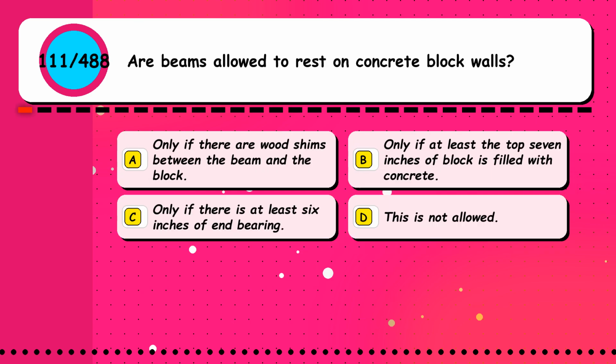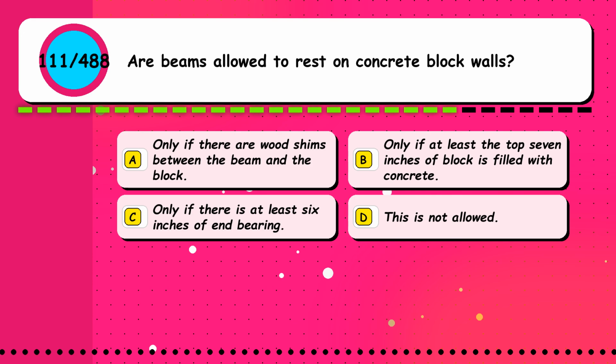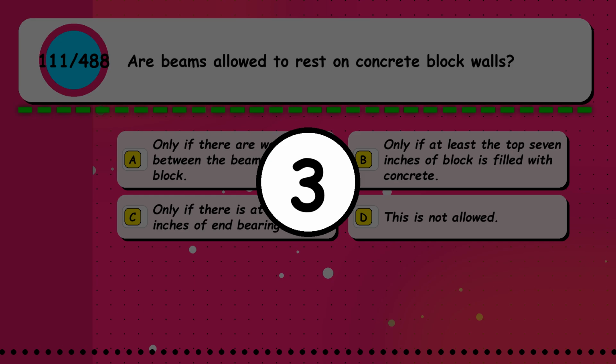Question 111. Are beams allowed to rest on concrete block walls? Option A. Only if there are wood shims between the beam and the block. Option B. Only if at least the top 7 inches of block is filled with concrete. Option C. Only if there is at least 6 inches of end bearing. Option D. This is not allowed.